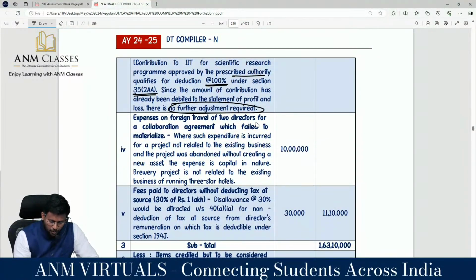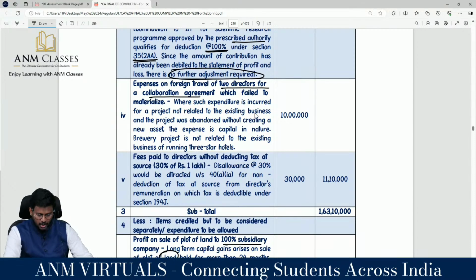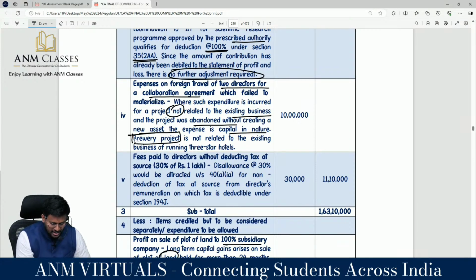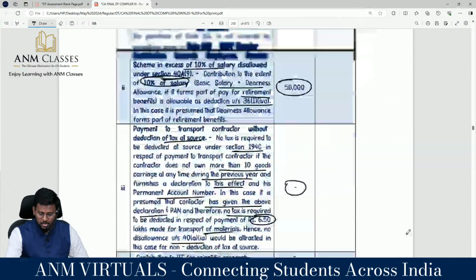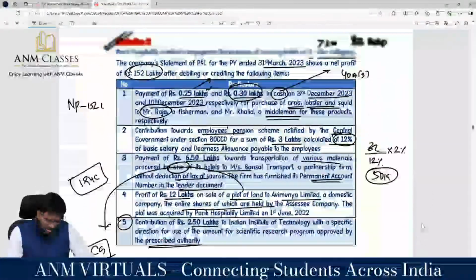Expense on foreign travel of 2 directors for a collaboration agreement which failed to materialize. Where such expenditure is incurred for a project not related to the existing business and the project was abandoned without creating a new asset, the expense is capital in nature. The brewery project, as the question highlights, is not related to the existing business of running a star hotel. So that 10 lakhs should be added back.